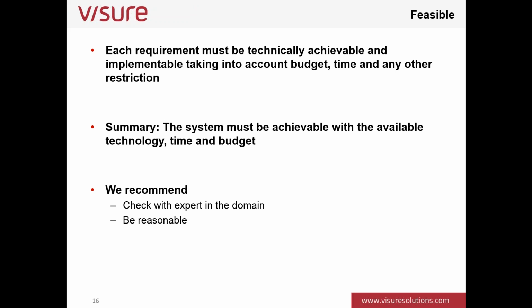This is not always so easy to check. For that, we recommend checking with the experts in the domain and being reasonable. Sometimes the user is going to ask for something that we cannot achieve with our current technology or current budget. Everyone wants to drive a Ferrari, but if you have the budget for a Ford or any other brand that is not Ferrari, you cannot afford the Ferrari.